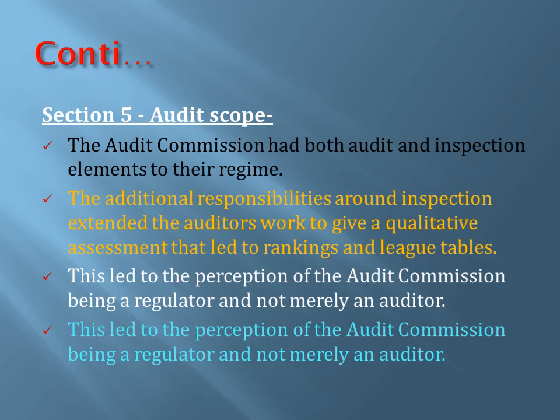Section number 5, audit scope. The Audit Commission had both audit and inspection elements to its regime. The additional responsibilities around inspection extended the auditor's work to give a qualitative assessment that led to ranking and league tables. Next point is this led to the perception of the Audit Commission being a regulator and not merely an auditor.